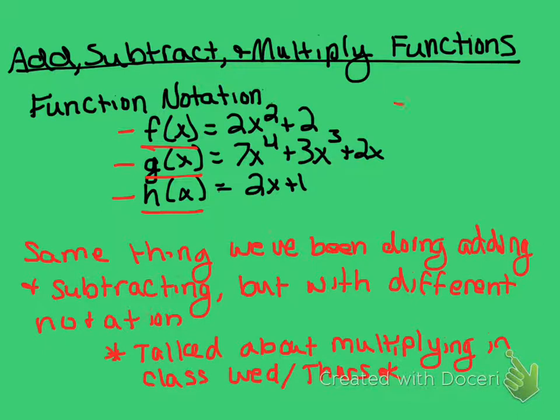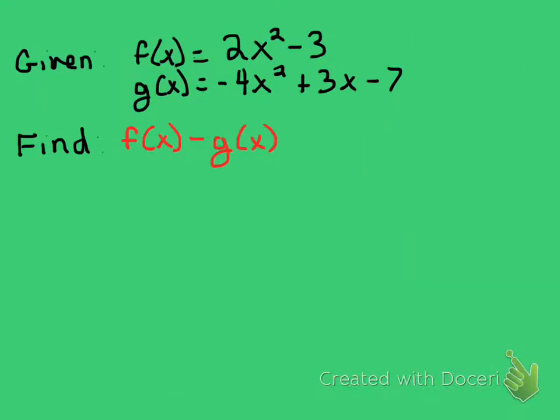So I want you to notice that each of these functions is either a binomial or a polynomial. And so if we are adding, subtracting, and multiplying functions, then we are also adding, subtracting, and multiplying polynomials, which is what we have already learned how to do. So again, this is the same thing that we've been doing, all right? It's just going to look different. It's going to be presented differently, but the methods are still the same. So I want to give you an example.